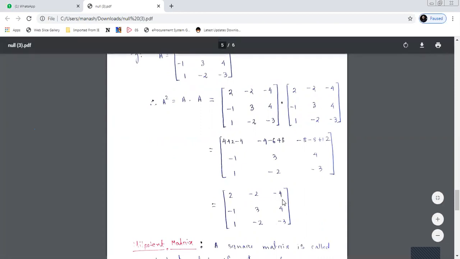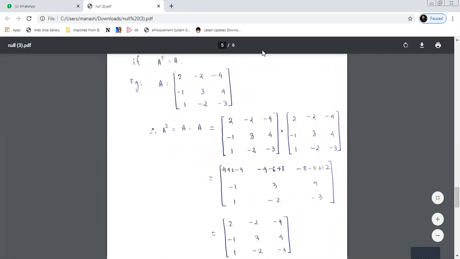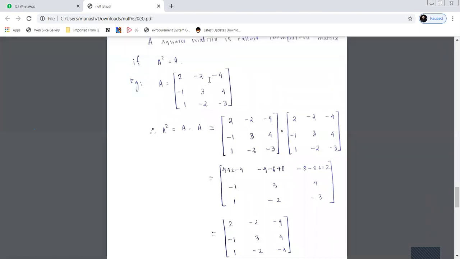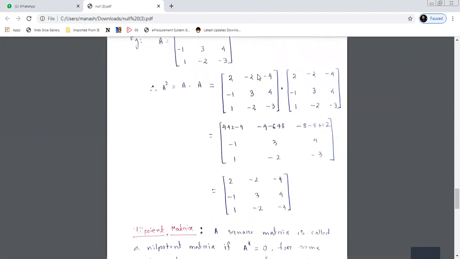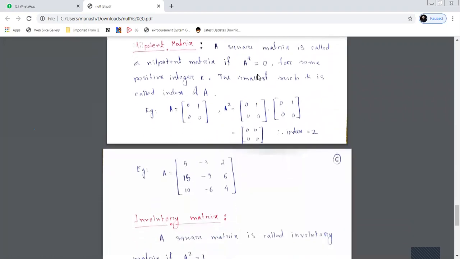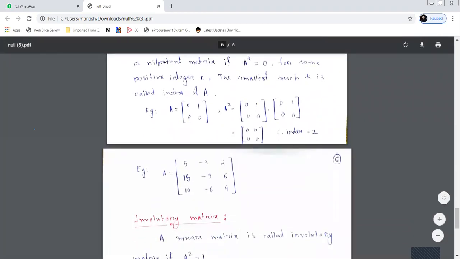That means compare with A. This is the same matrix. Compare with A, it is the same matrix. So this type of matrix is called idempotent matrix. If A square equals A, then this kind of matrix is called what? Idempotent matrix. So next one is nilpotent matrix.